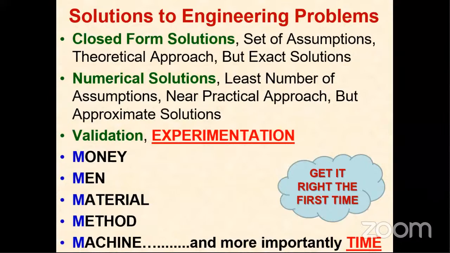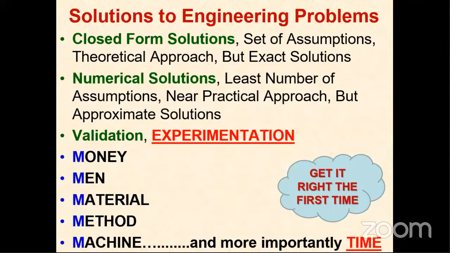They come along with a set of assumptions. It is a theoretical approach, and you get the answer as 97.3847 to decimals. Exact solutions we get. But if you remove the assumptions one by one and go nearer to practical life, this closed form solution may not give the right answer or an apt solution.